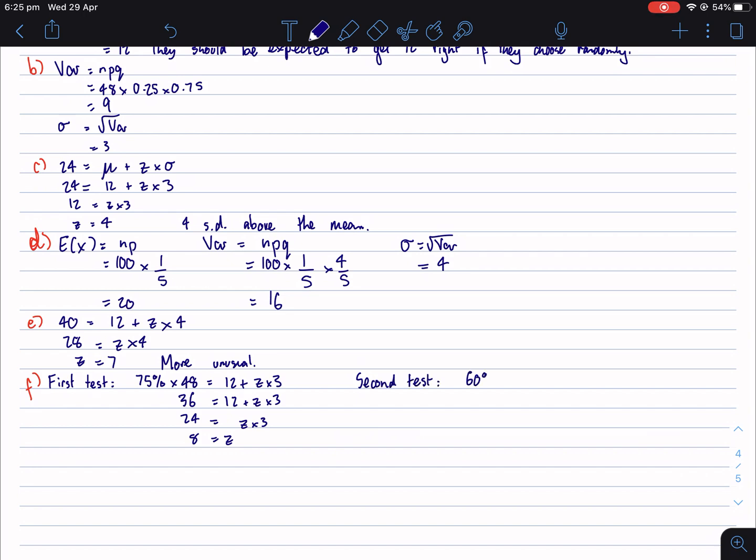So 60% of 100 equals the mean. So that's, what was the mean again? 20 plus z times 4. So this time we've got 60. So this time z equals 10. So I think the second test was more unlikely.